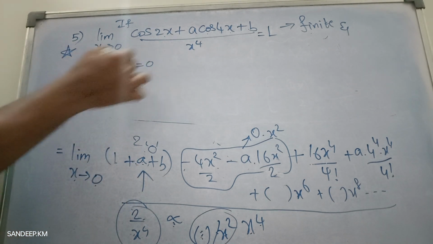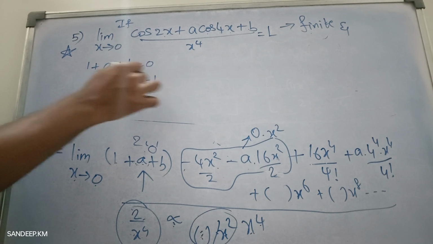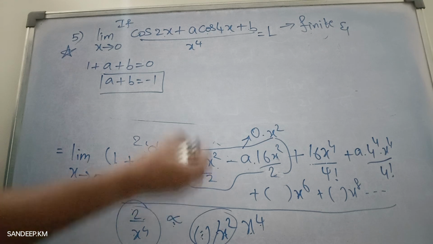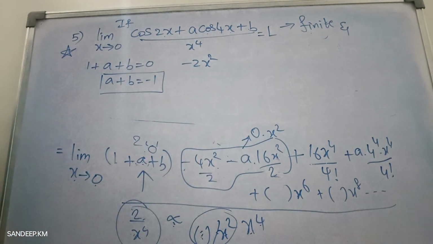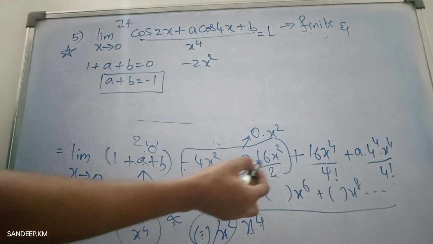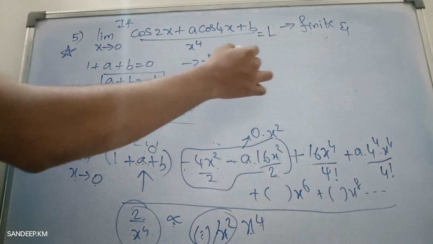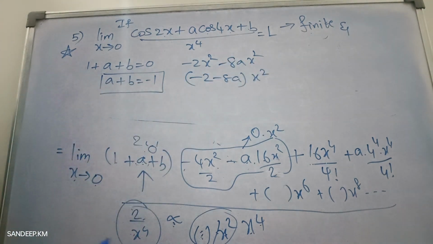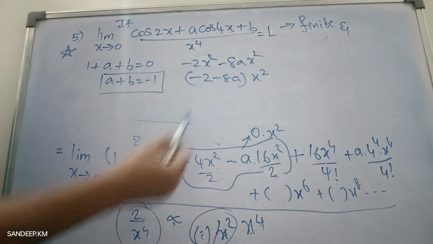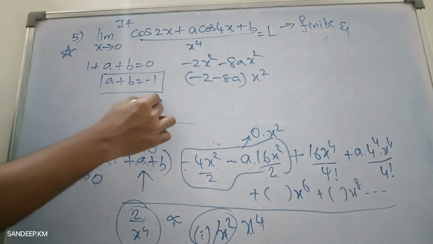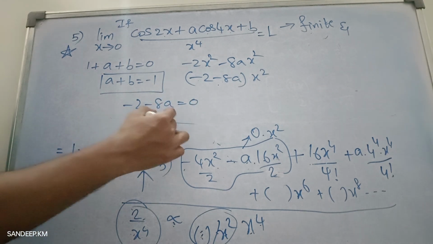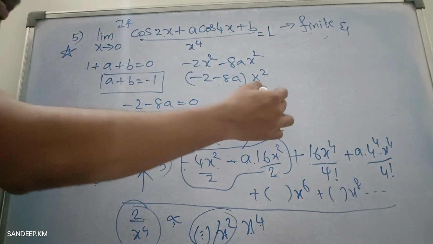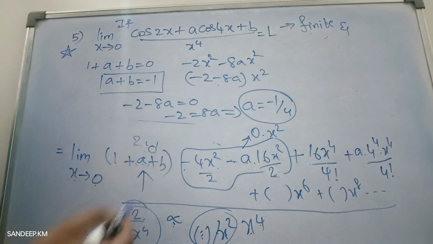So for this reason the constant will be 0. 1 plus a plus b should be 0, which means a plus b should be minus 1. Next, what is the x square coefficient here? This is minus 2x square, and this is minus 8ax square. So minus 2 minus 8a into x square. The x square coefficient is minus 2 minus 8a. This also should be 0. Minus 2 minus 8a should be 0, or minus 2 is equal to 8a. From this, dear students, you will get a is equal to minus 2 divided by 8, which is minus 1 by 4. I got the a value.